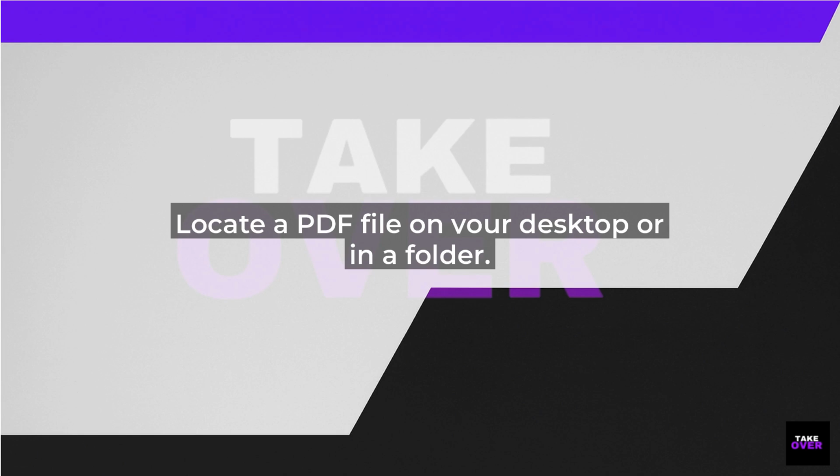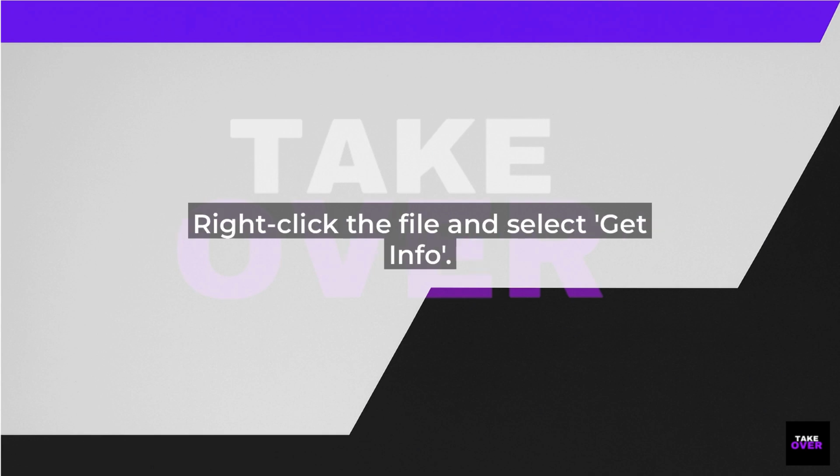Make sure you have a PDF file on your Mac ready to go. This could be any document you've downloaded or created. Once you have it, right-click on the file. If you're on a trackpad, just hold Ctrl and click. From the context menu that pops up, select Get Info. This will open a window with all the details about the file.